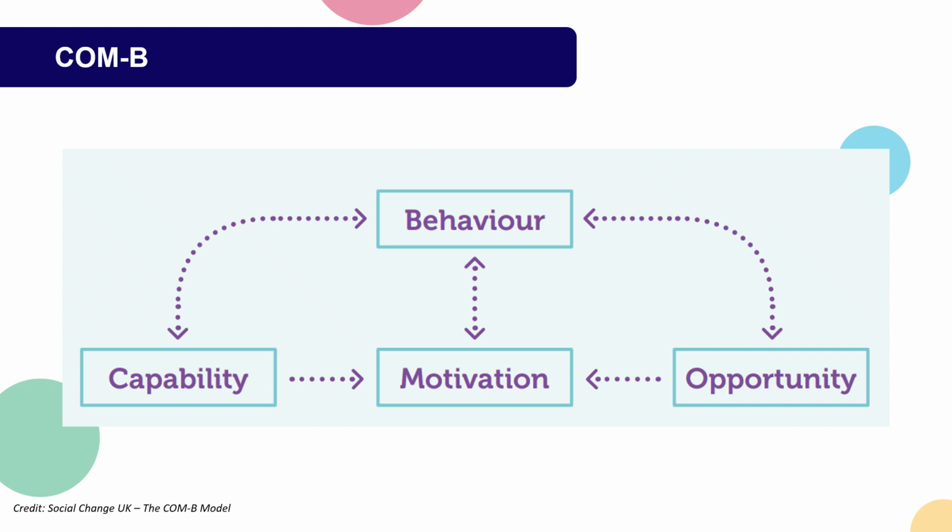Using the COM-B, when thinking about capability, we might ask ourselves, are the staff adequately trained on proper hand washing techniques? Do they have the knowledge and skills to perform hand hygiene correctly? When thinking about opportunity, we might ask ourselves, are there enough hand washing stations readily available? Is there sufficient time allocated for hand hygiene? And finally, when thinking about motivation, we might ask ourselves, do staff understand the importance of hand hygiene? Do they feel motivated to prioritise hand hygiene over other tasks?